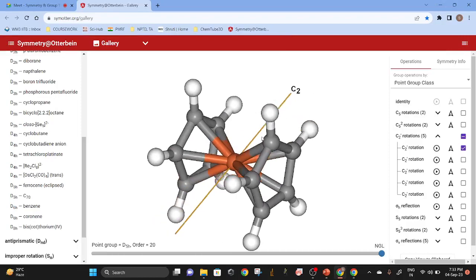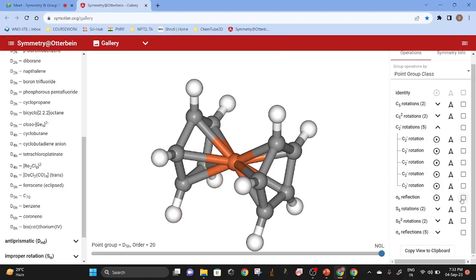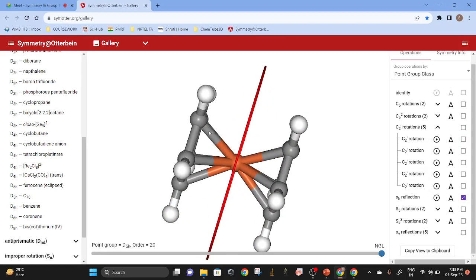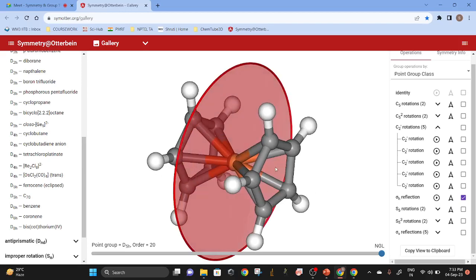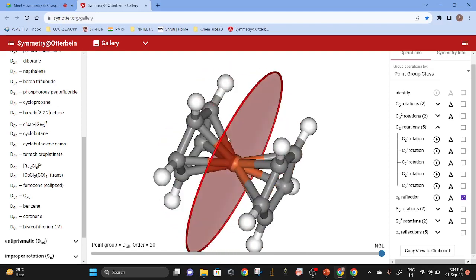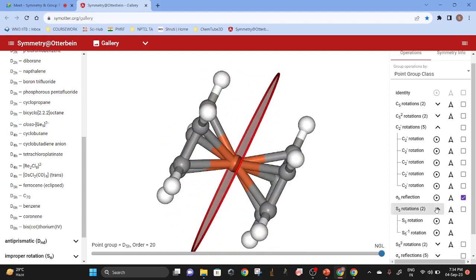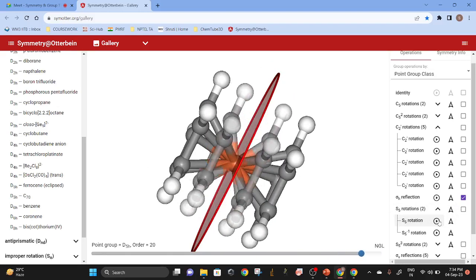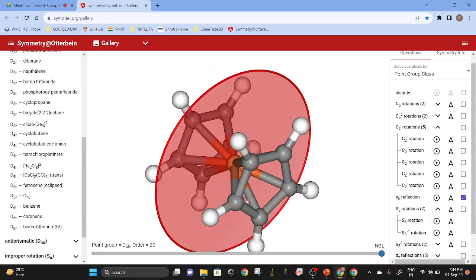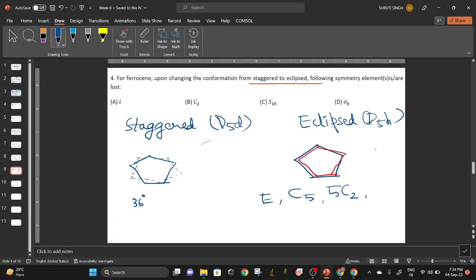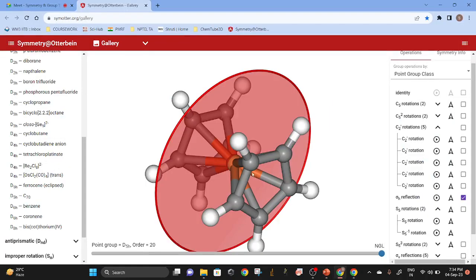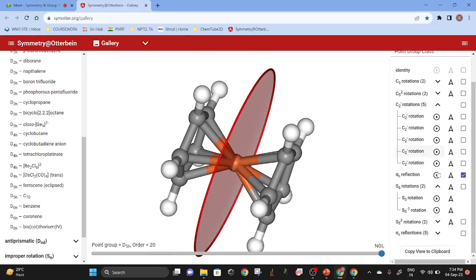Now there is an S5 as well because it has a plane. Now let's see the plane first. This is the plane. You can see it reflects exactly. Sigma h, because C5 was perpendicular to it. Since C5 was there and it has a sigma h, there is S5 as well. Because all the atoms are same, it can rotate by 72 degrees and then get reflected by this plane. So we have sigma h and S5. Also, inversion is there, and the inversion center will be the iron atom.